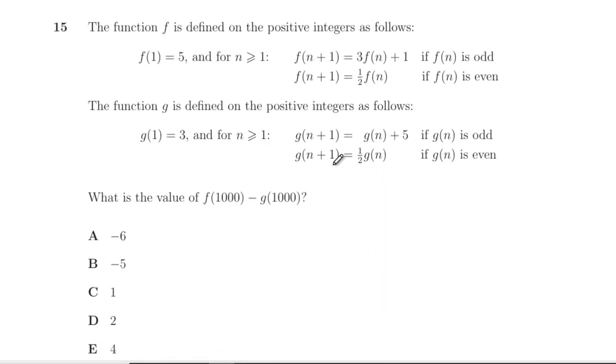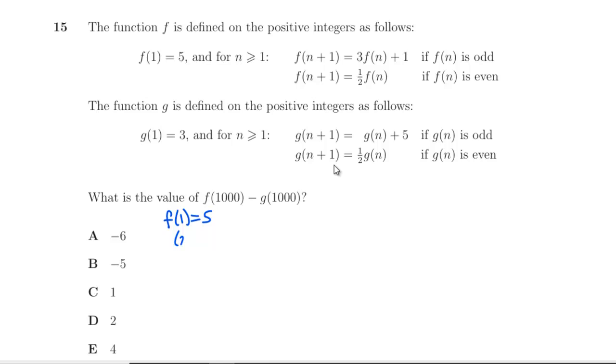15. The function f is defined on positive integers as follows, and then g as positive integers as follows. Okay, well, it's quite complicated. What's the value of f 1000 minus g 1000? Okay, right, these are clearly going to be looping if we have to go up to 1000, I would have thought. So f1 is 5.